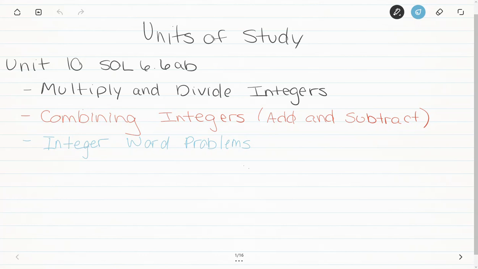Today we're going to continue on with Unit 10, and we are going to be adding in those integer word problems. So do me a favor, at the very front of your notebook where the units of study are, add in those integer word problems under Unit 10, and then go ahead and turn back into Unit 10 until you run into an empty page.